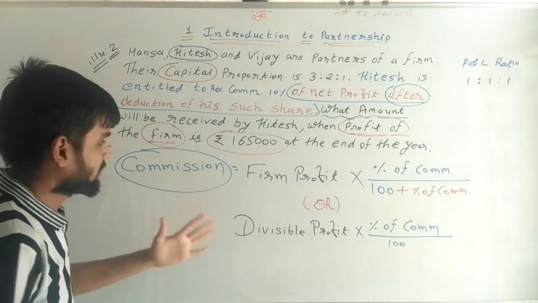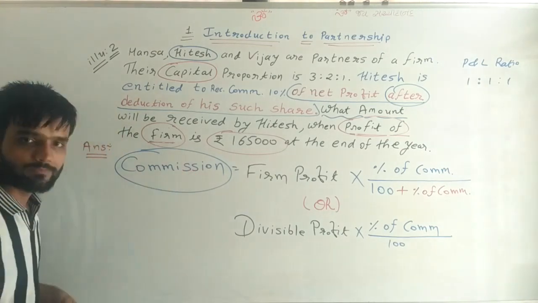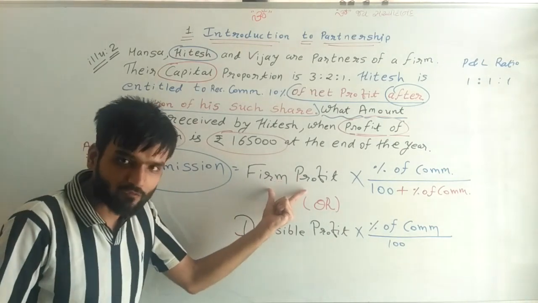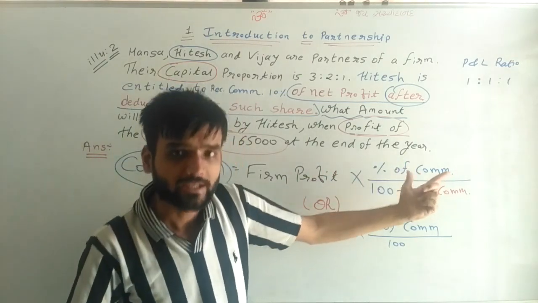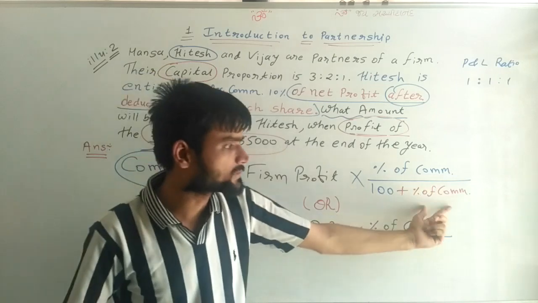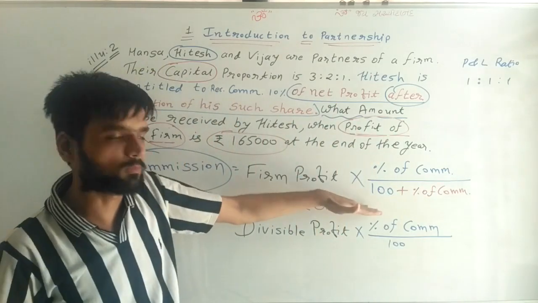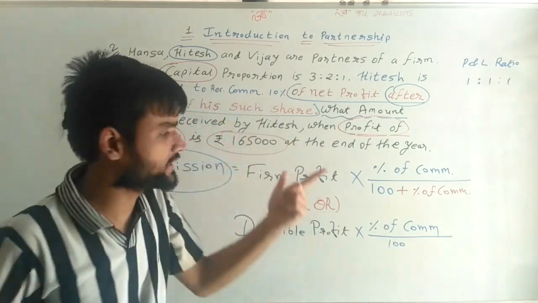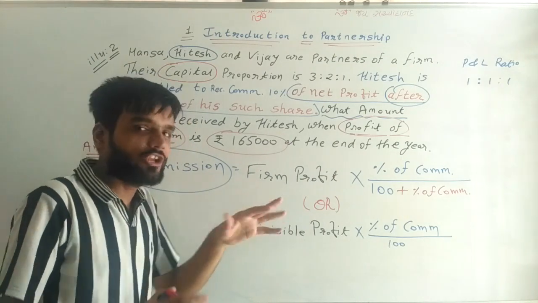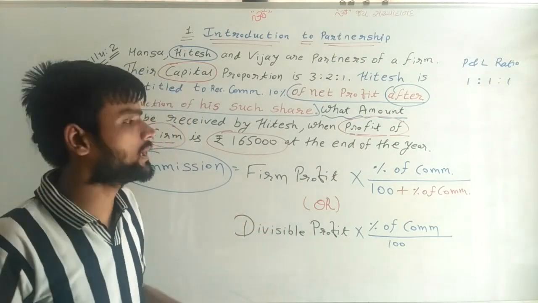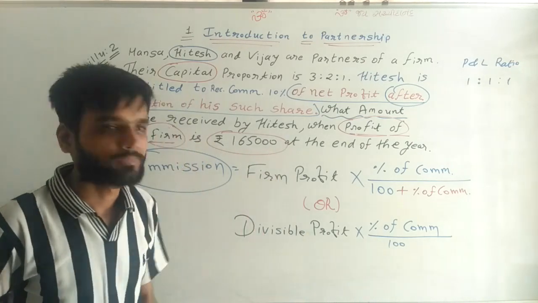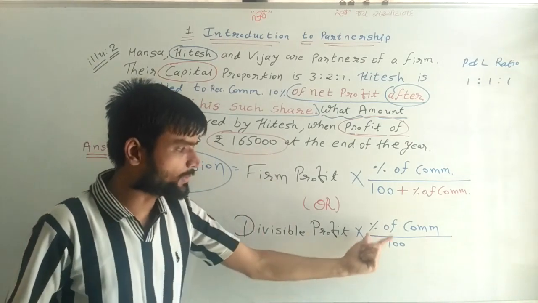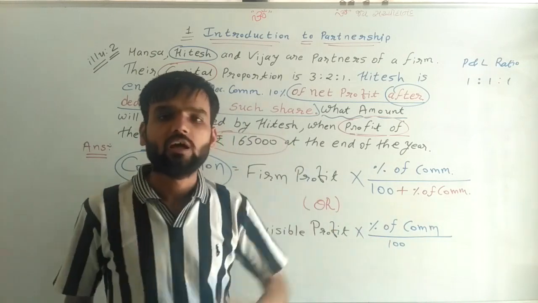Now, sir, to calculate commission: firm profit multiplied by percentage of commission, divided by 100 plus percentage of commission. This is the first formula, whenever firm profit is available. Or if firm profit is not available and divisible profit is available, then divisible profit into percentage of commission divided by 100.